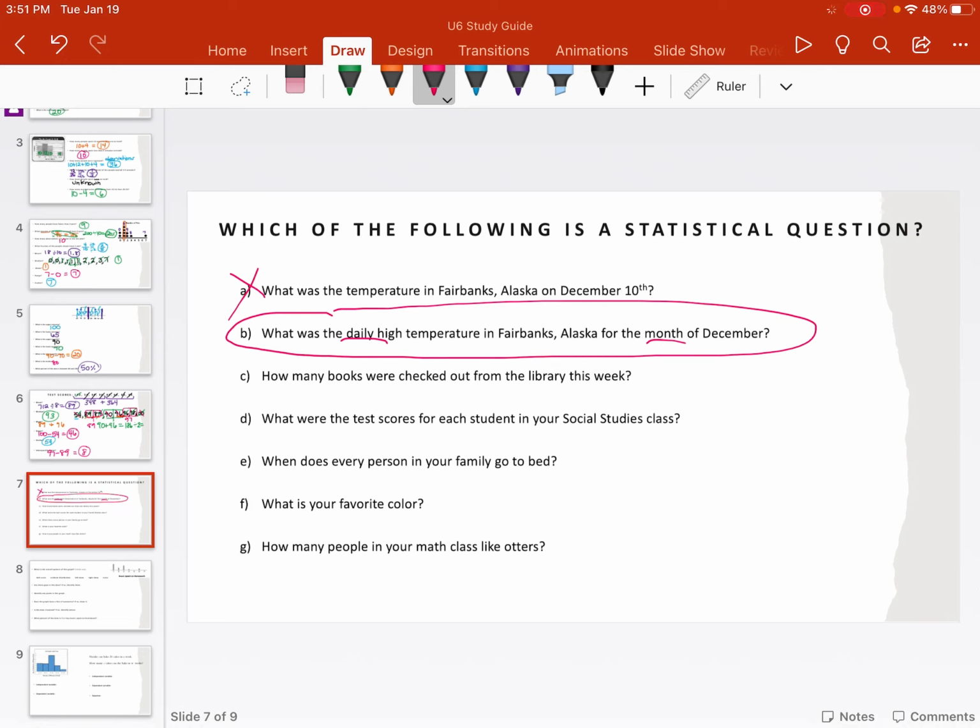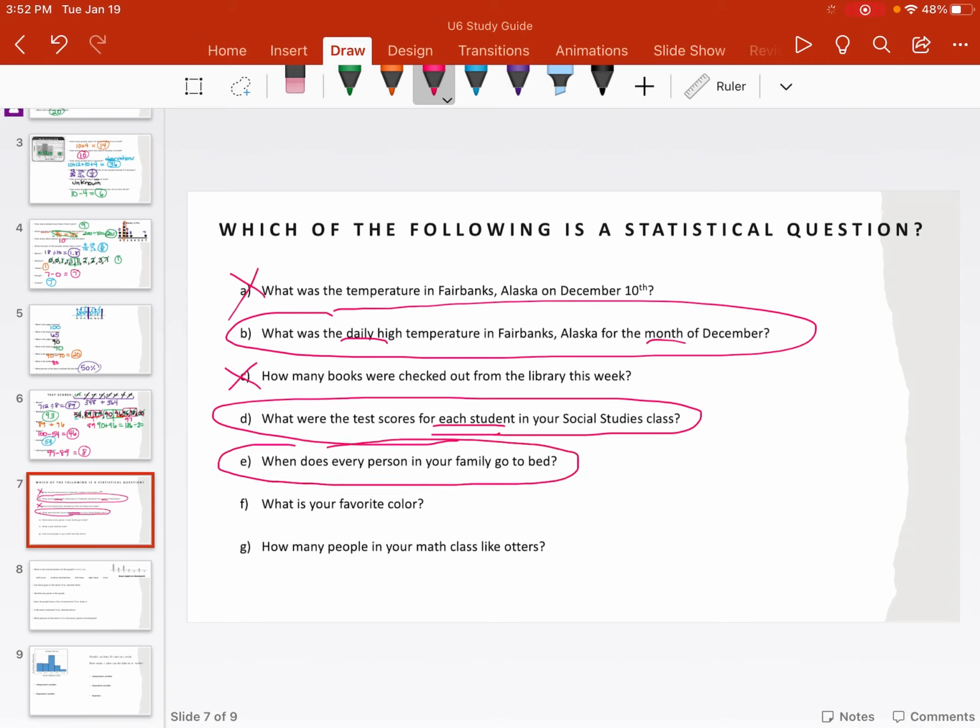How many books were checked out from the library this week? Okay. This week makes it sound like multiple days, but it's just asking for a total for the whole week, so no. What were the test scores for each student in your social studies class? That each student thing makes this statistical, because someone's going to get one score, someone else is going to get a different score. When does every person in your family go to bed? This is going to give you multiple pieces of data. You go to bed at 9, someone else goes to bed at 10. Okay, every person's telling you multiple people.